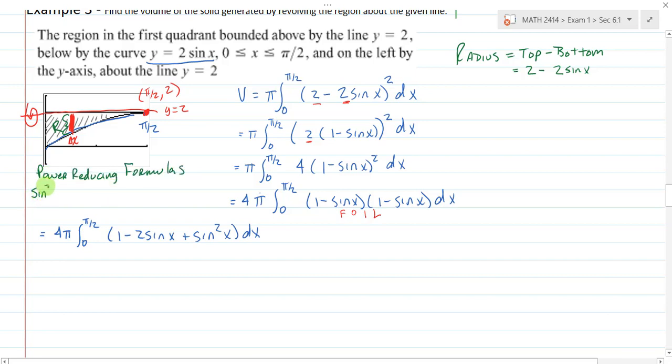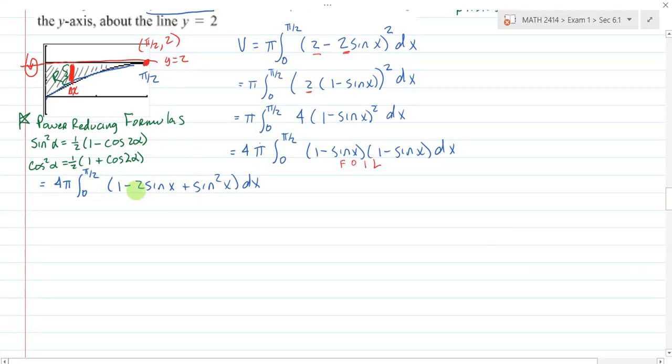So if I had sine squared alpha, I could rewrite that as 1/2 times 1 minus cosine 2 alpha. And if I had cosine squared alpha, that's equal to 1/2 times 1 plus cosine 2 alpha. These are worth memorizing because they come in often enough. So I'm going to rewrite this sine squared alpha using this power reducing formula. So that's going to give us 4 pi times the integral from 0 to pi over 2 of 1 minus 2 sine x plus 1/2 times 1 minus cosine 2x dx.